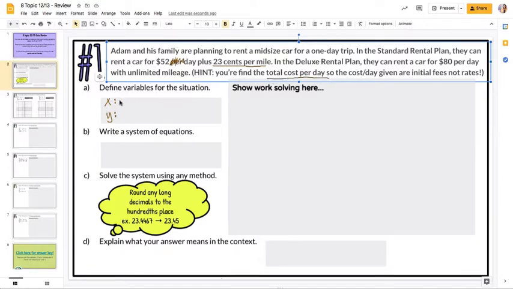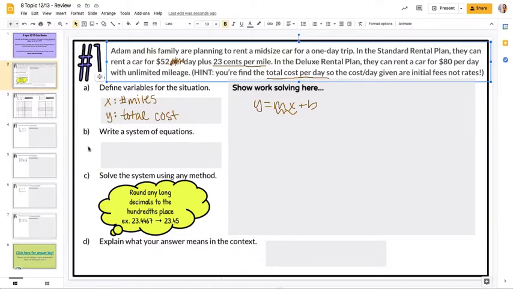All right, so I'm going to set X as my number of miles. I know that X is going to be my number of miles because it's going to go with our rate, 23 cents per mile. If you think about slope-intercept form, rate and X kind of go together. And then Y is going to be our total cost. You can also think about it like independent, dependent variables. Total cost depends on miles. Y is dependent on X.